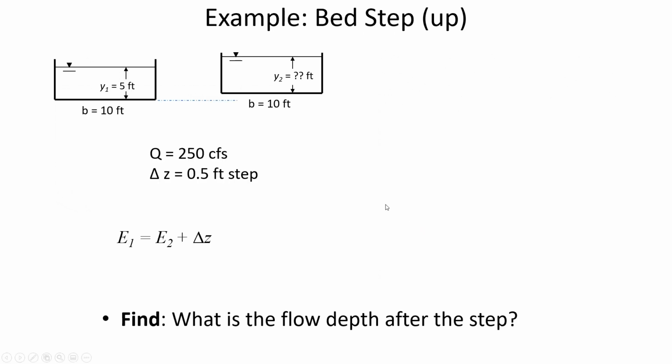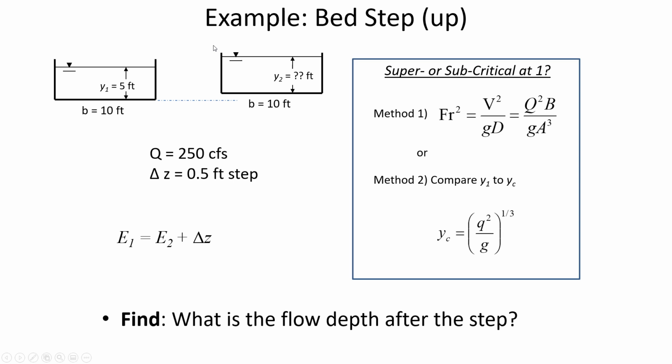All right, so let's practice a step up. We're going to follow basically the same process as before. We have to diagnose the flow regime, and you've got two ways to do that. You can diagnose the flow regime by using the Froude number, or you can calculate the critical depth and compare the flow depth at 1 to the critical depth.